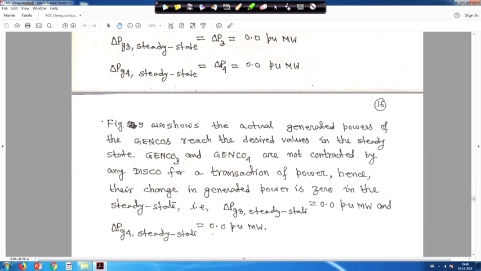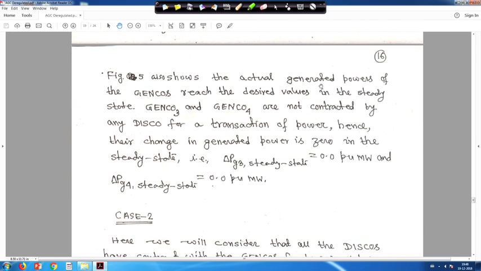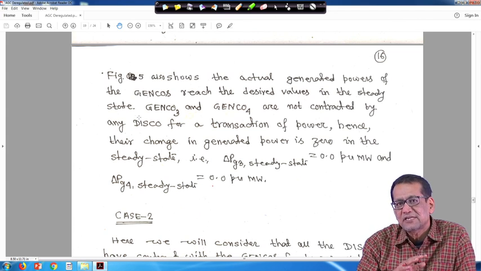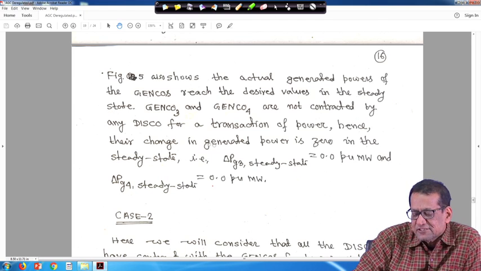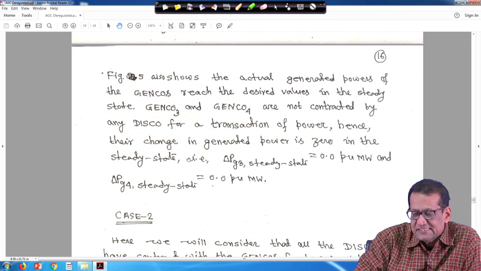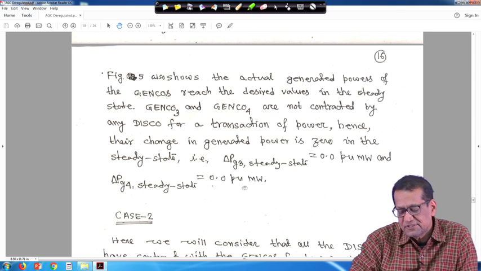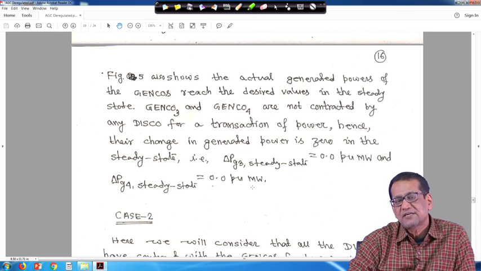Now figure 5 also shows the actual generated powers of the GENCOs reach the desired values in the steady state. Figure 5 I have already showed you, right. When you read this, you keep figure 5 separately, download it and just see this, right. So GENCO 3 and GENCO 4 are not contacted by any DISCO for a transaction of power, hence their change in generated power is 0 in the steady state, that is delta Pg3 steady state is 0.0 per unit megawatt and delta Pg4 will be 0.0 per unit megawatt, right.